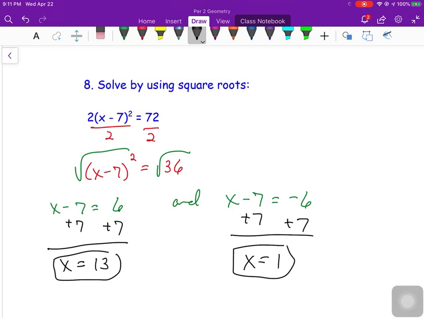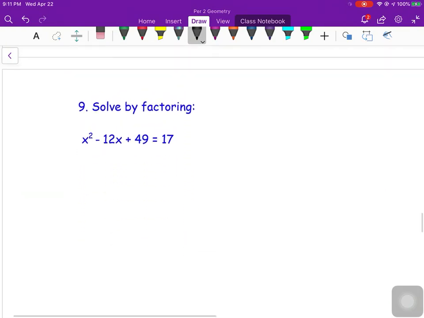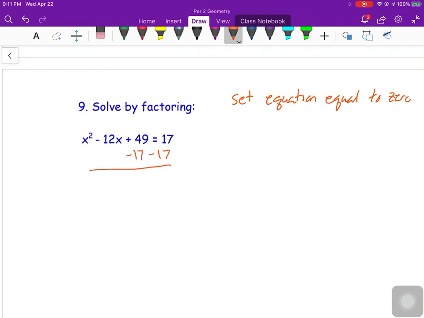Let's move on to a second type of solving quadratics you learned in Algebra 1. This is called solving by factoring. To solve by factoring, we must set it equal to 0. So we have to set the equation equal to 0. We'll do that by subtracting 17 on both sides. x squared minus 12x plus 32 equals 0.